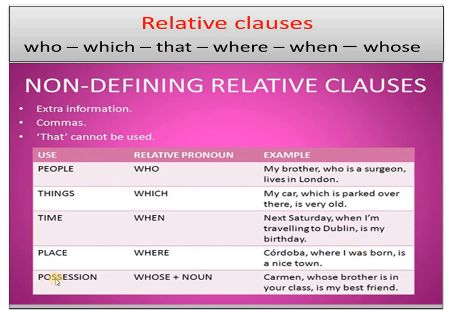For possession, we use whose plus noun, as we said before in the defining relative clause. Carmen is a person. Carmen, whose brother is in your class, is my best friend. Carmen, this is the noun or the person, and the extra information: whose brother is in your class. There is a comma before and after this sentence. The rest of the sentence is my best friend.